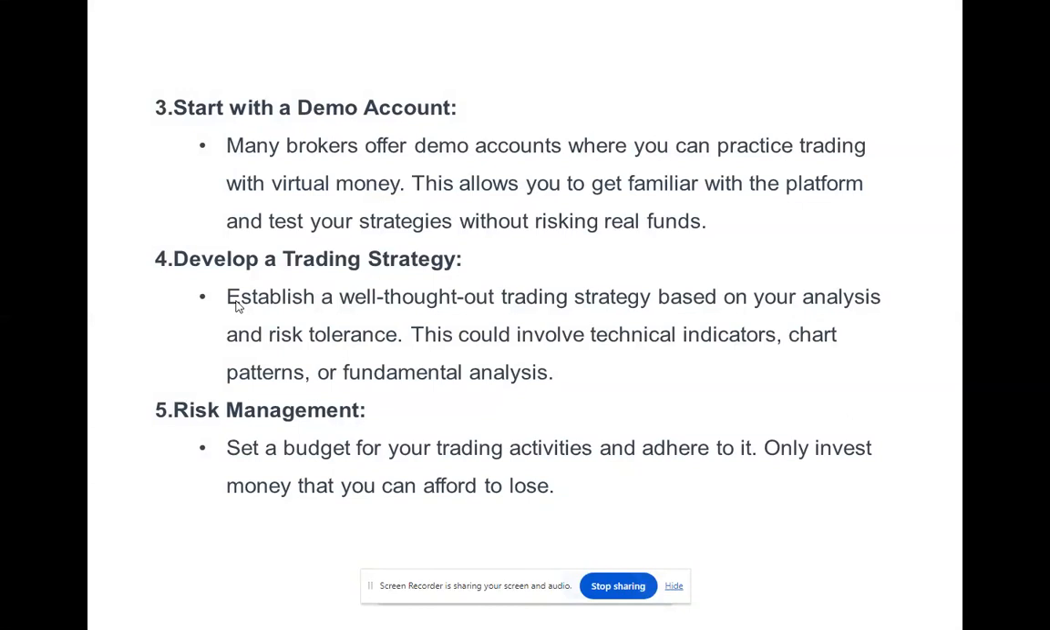Set a budget for your trading activities and adhere to it. Only invest money that you can afford to lose. I always say this to my students and anyone close to me, most especially those who want to learn trading from me. Only invest the money you can afford to lose. If you can't afford $10, don't invest $10. If you can't afford $100, don't invest $100 in your trading. This is the most important thing.